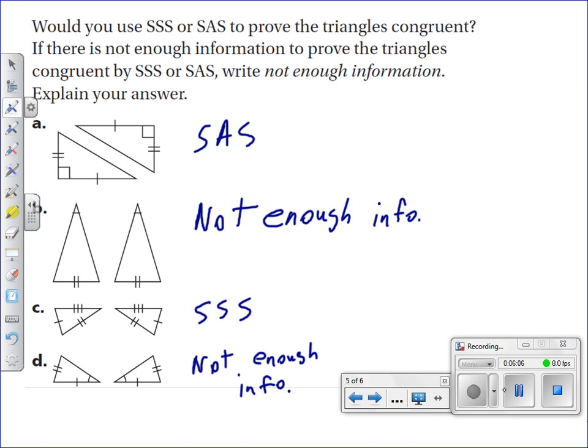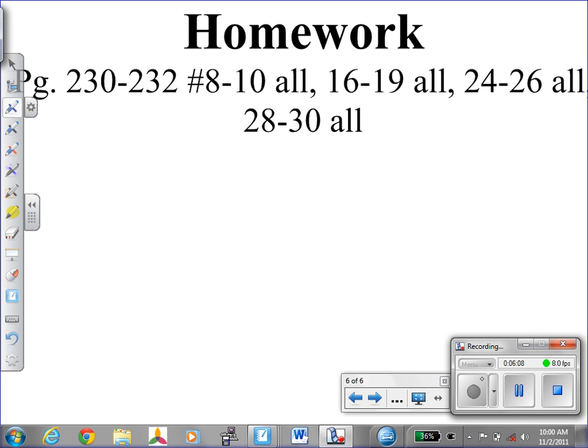So for side, angle, side, there are homework problems. It's not very many. You're doing all the ones in between these numbers.